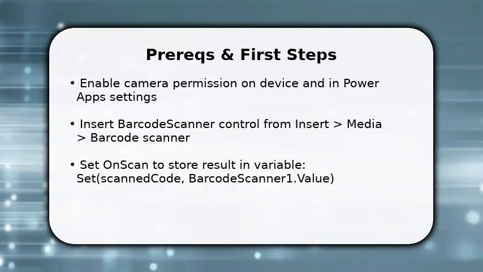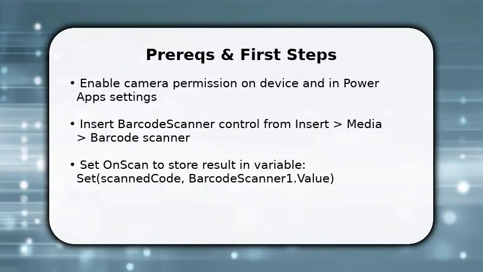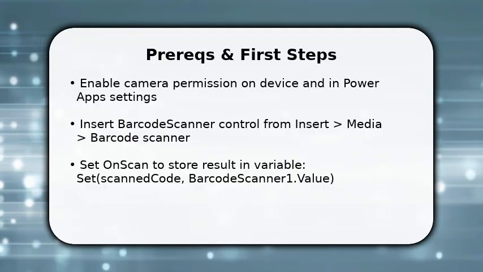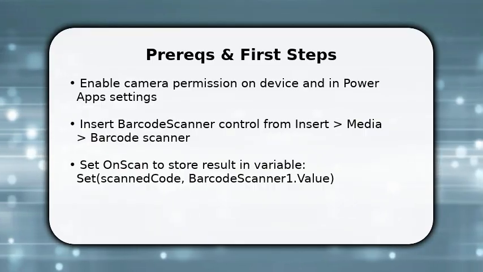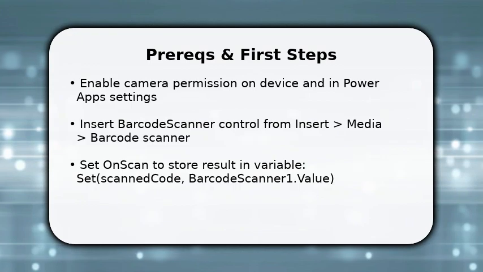Once done, capture the value by setting OnScan to Set(ScanCode, BarcodeScanner1.Value). This saves the raw code. You'll use that variable to look up records or populate fields immediately after a successful scan.